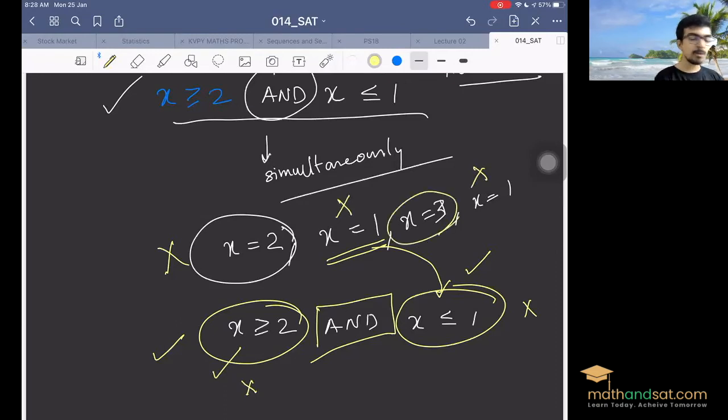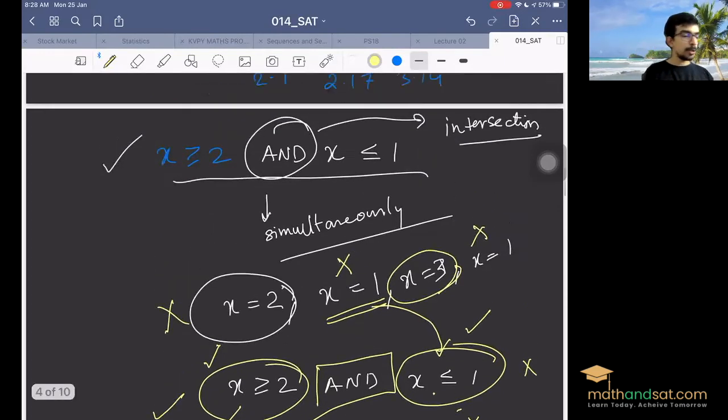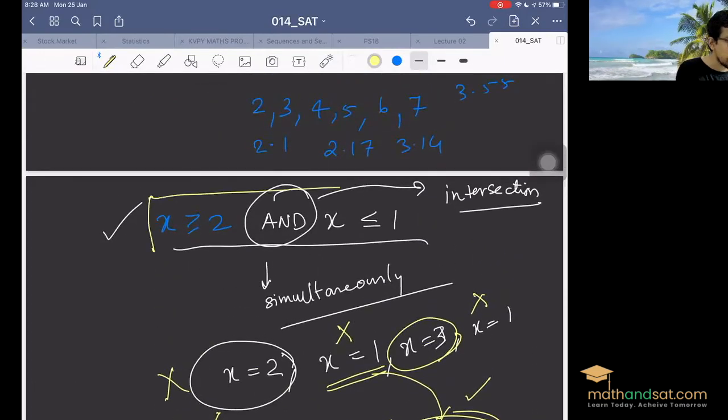Now if I put x is equal to 3, this condition is satisfied, but is 3 less than or equal to 1? No. So there is no solution. There is no way on earth you can have a number x satisfying both these conditions. Got it? You understand what I'm talking about?